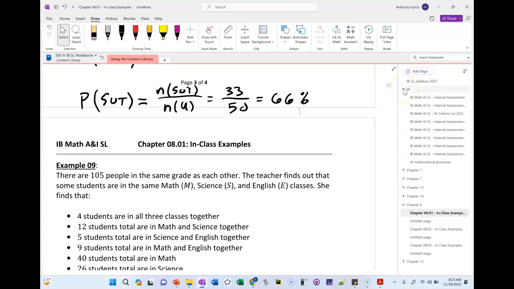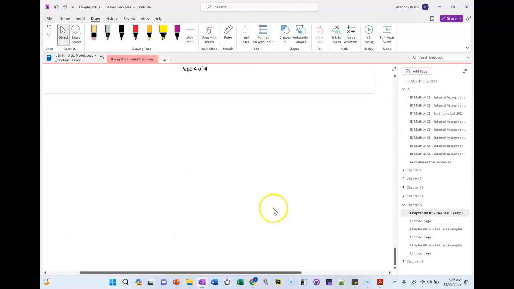So far, so good? All right. I think this is the last example. Yeah. Okay, good.